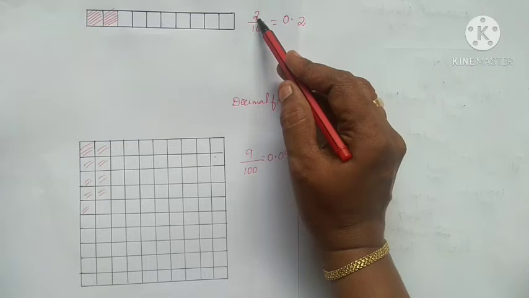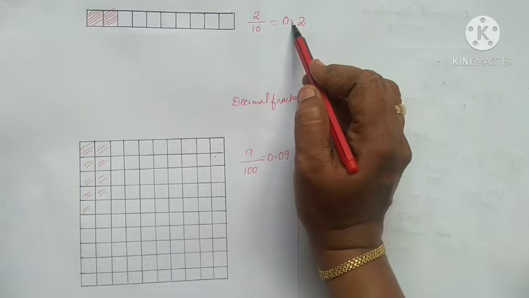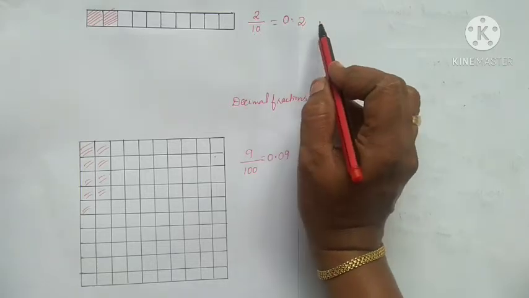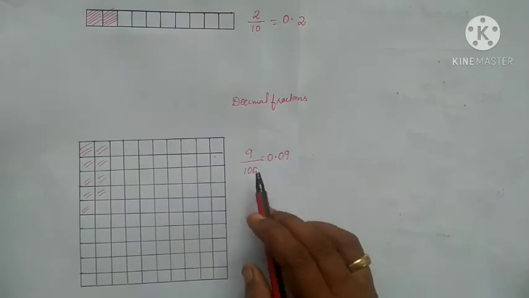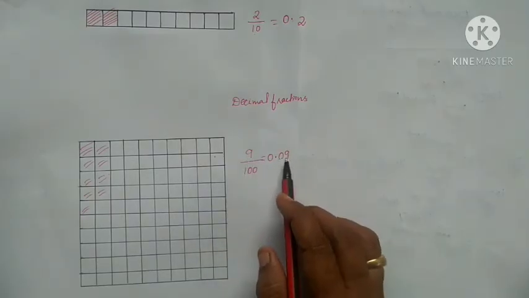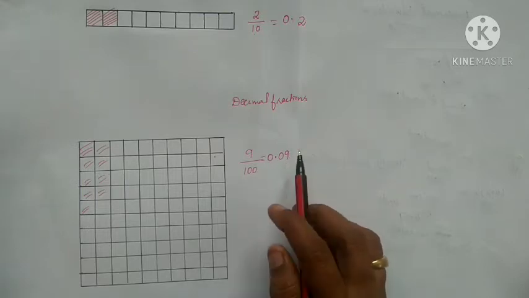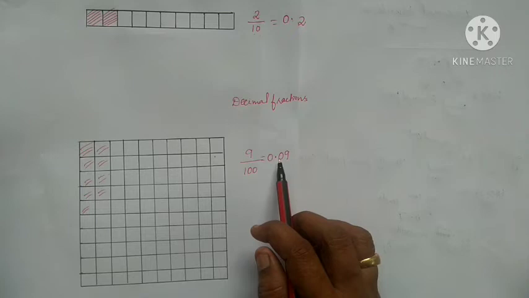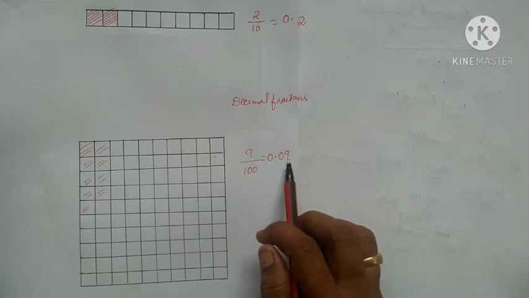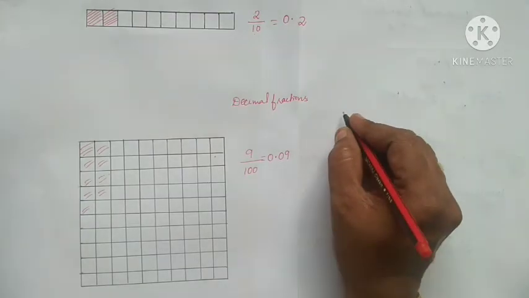Why I am writing like this: because 10 has only 1 zero, so we have to put the decimal point one place, from the right to left, one place after. But here, what is the numerator? That we have to write as the answer. And then how many zeros are there? 2 zeros. So counting 2 places from right to left. Here there is only one number, so we have to put a 0 on the left side and then count 1, 2. After that we have to put the decimal point. Understand?